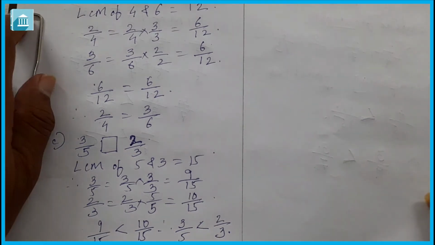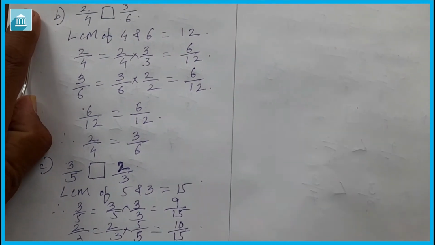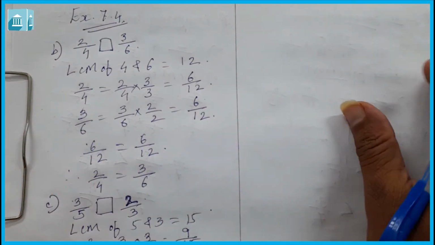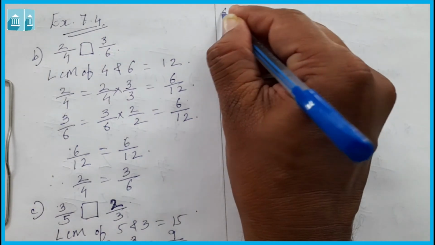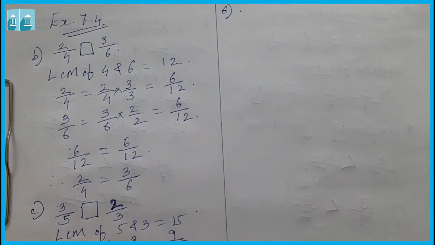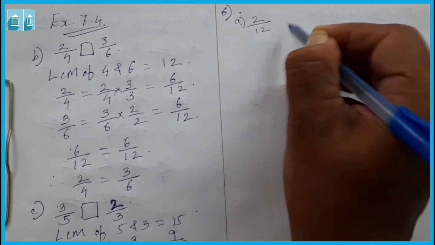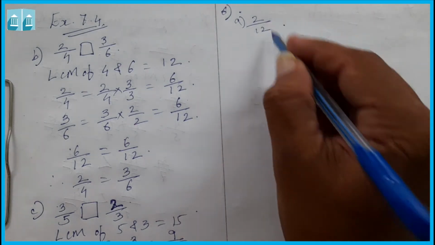Now let us see question number 6. The following fractions represent just 3 numbers. Separate them into 3 groups of equivalent fractions by changing each one into simplest form. Here some fractions are given. First we have to convert each into the simplest form.